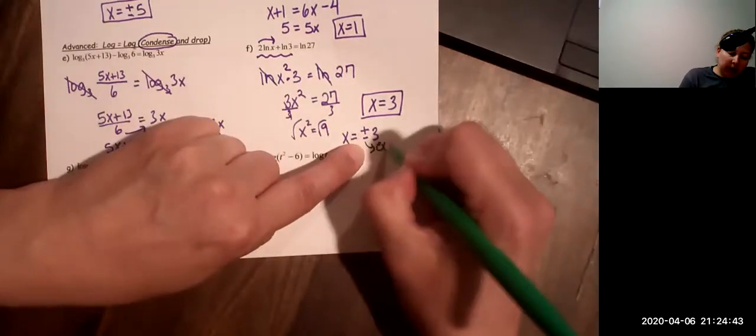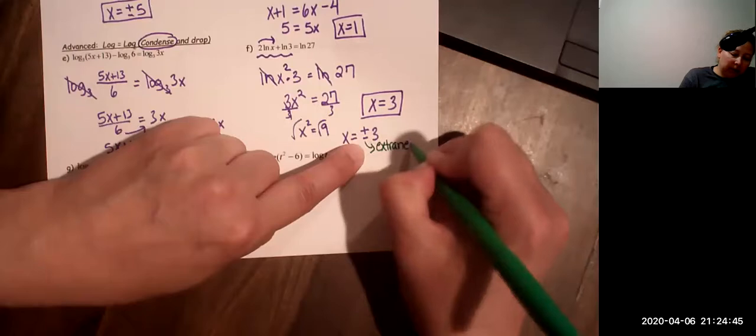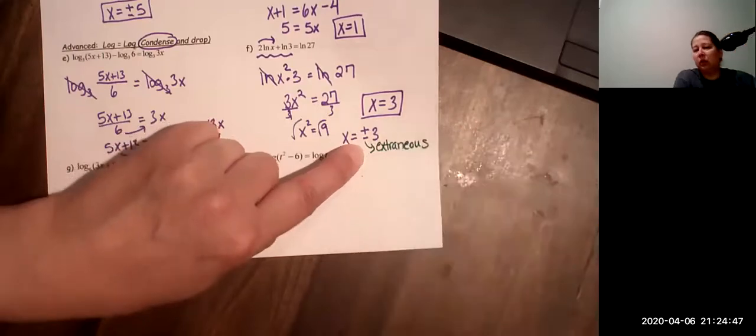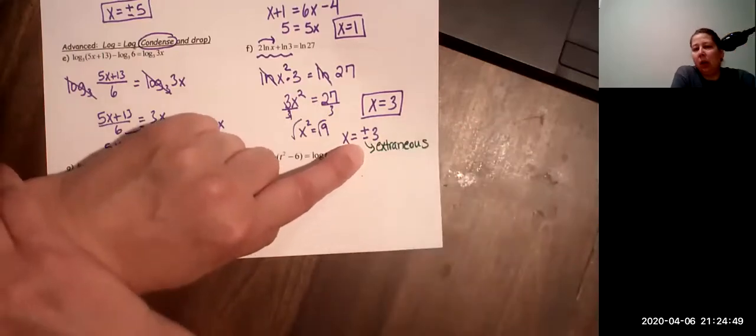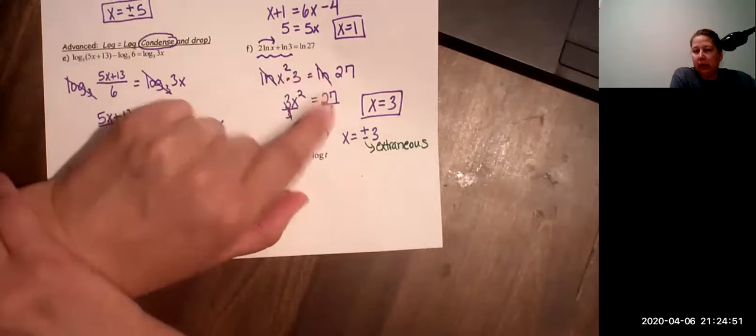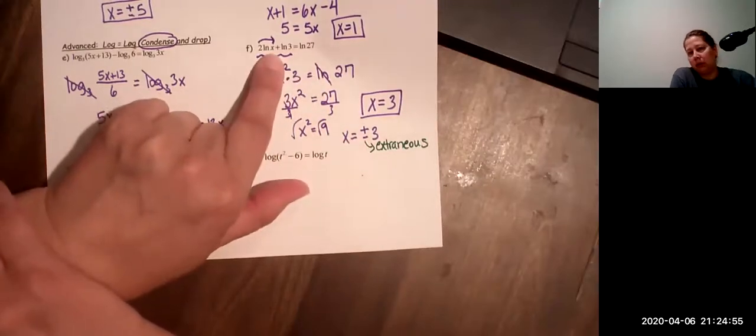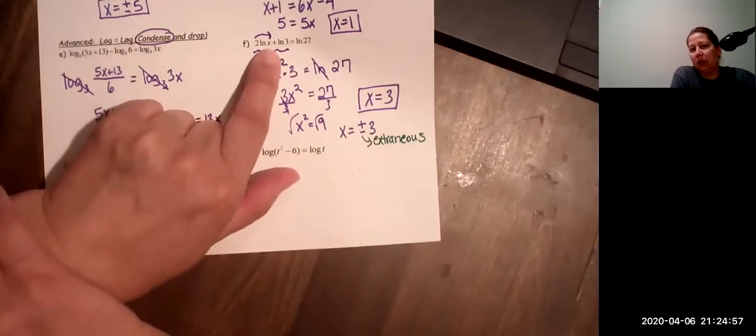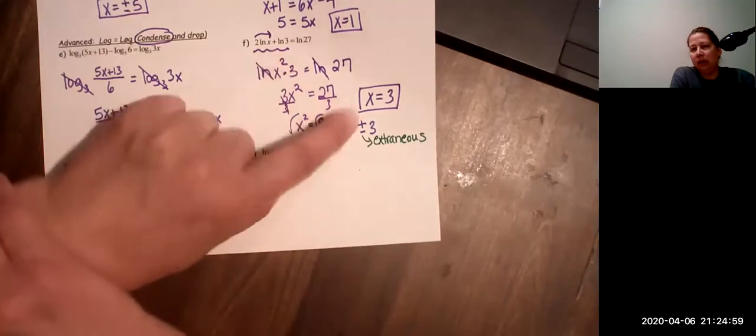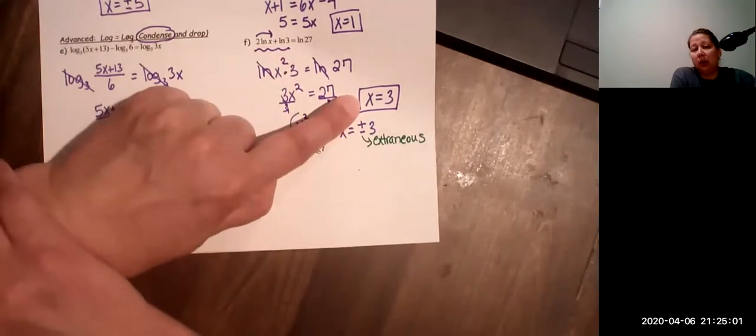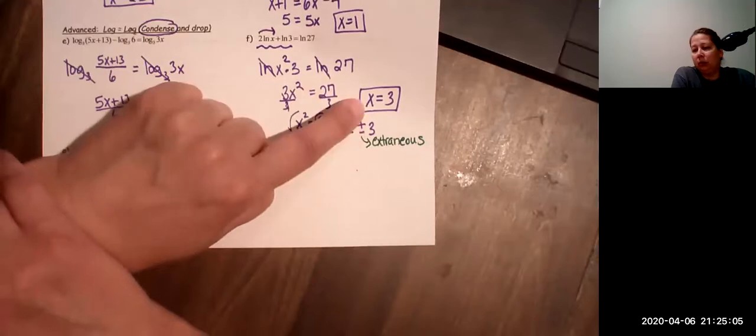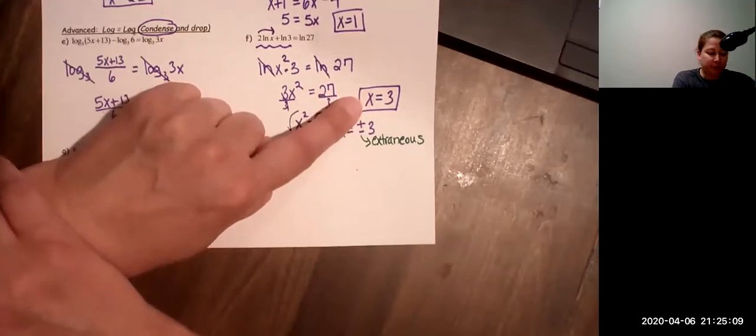Negative 3 right here is called an extraneous solution. An extraneous solution is one that you get whenever you're working it out, but if you try it back in the original problem, it doesn't work, okay? Because we can't take the log of a negative number. So the only correct answer to this one is 3. So on your math lab, if you're solving these and you get it wrong, it might be that you're leaving extraneous solutions in there. So watch out for that, all right?